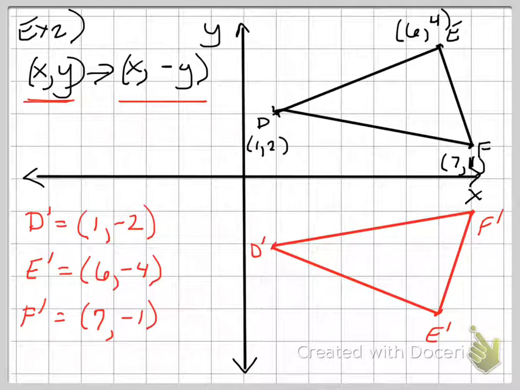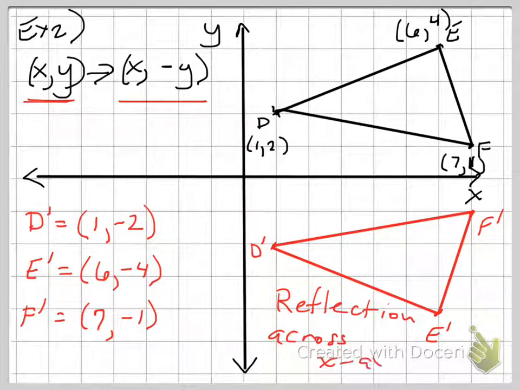So if on a test they ask you to describe what the transformation is, you would say, hey, this is a reflection. I like to say over the x-axis, but the book uses across the x-axis. Alright, and that's how that's done.